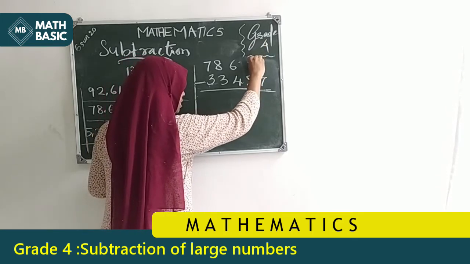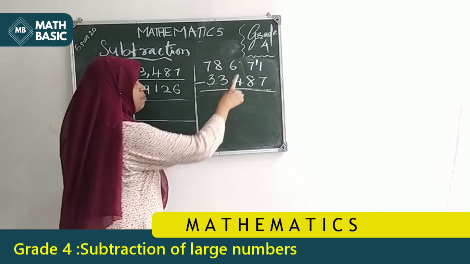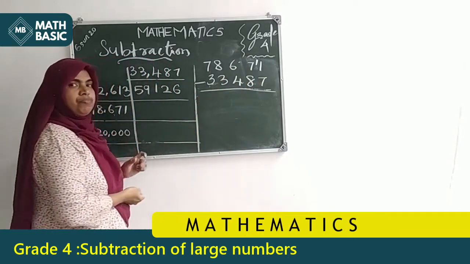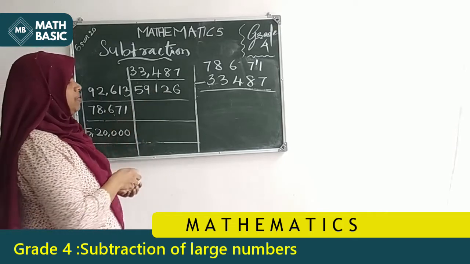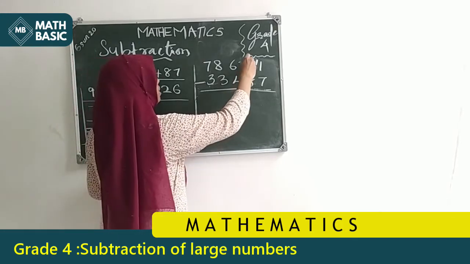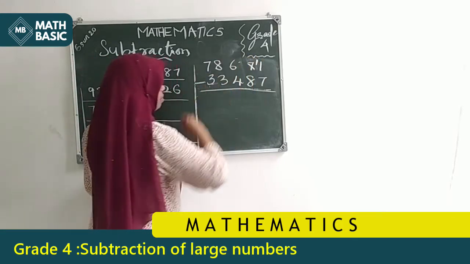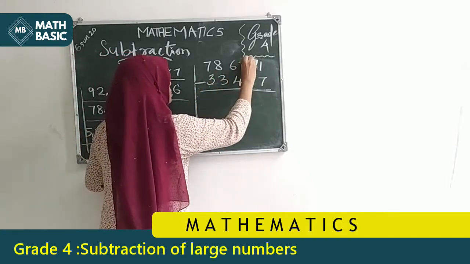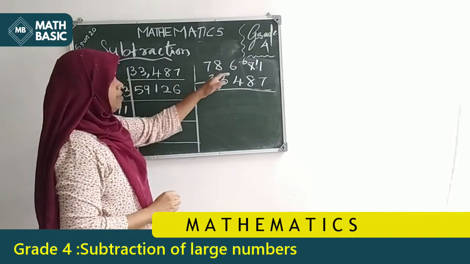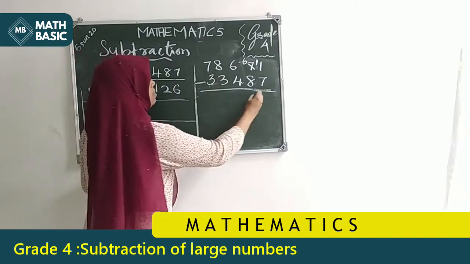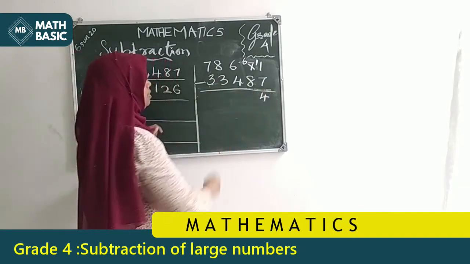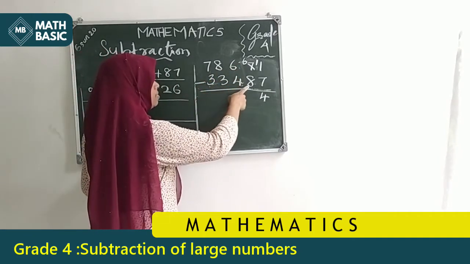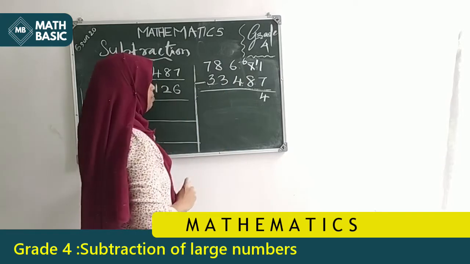Borrowing 1 means here make it as a small 1. Otherwise we can't do it, and it makes it wrong. Then the 1 here became 11, and the 7 in the tens place became 6. 11 minus 7 is what? 4. Then 6 minus 8, we can't do because here is the bigger number, here the smaller number.